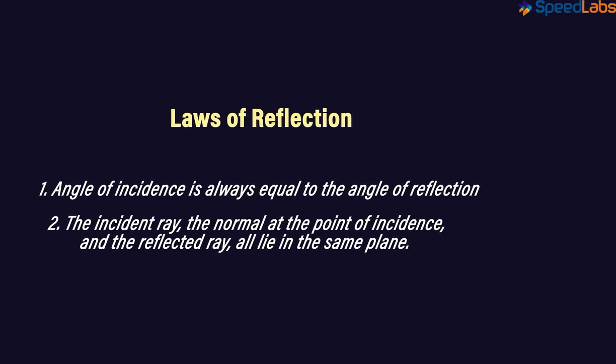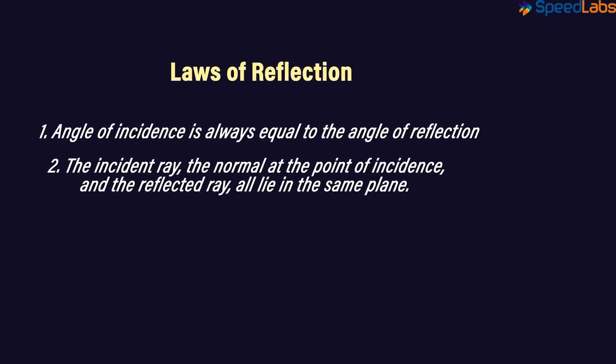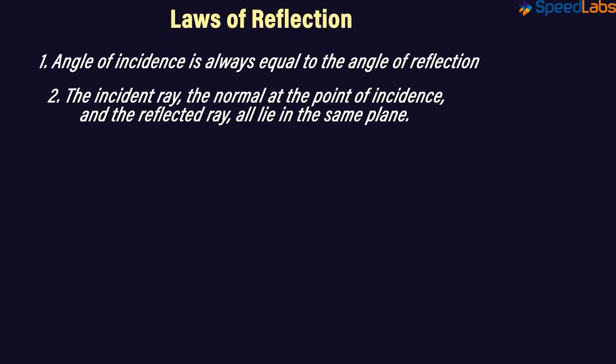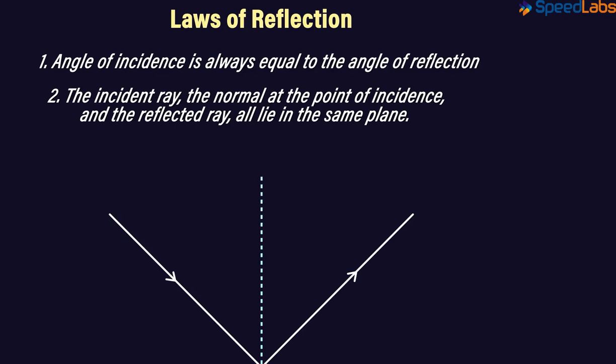In our previous videos, we have seen laws of reflection of light. Let us review them quickly. Consider this plane horizontal surface and the light ray incident on it. It gets reflected in this direction. We draw a perpendicular to the surface at the point of incidence and it's called the normal.